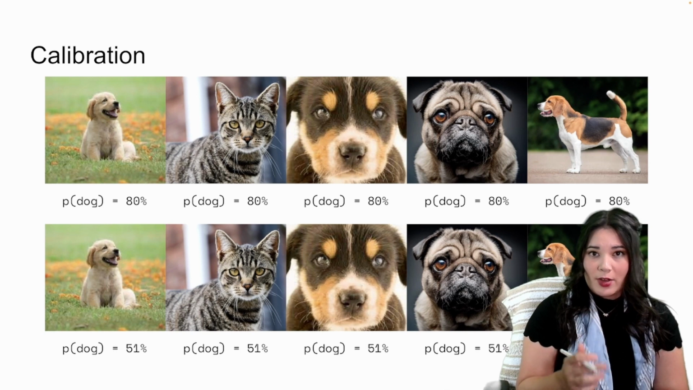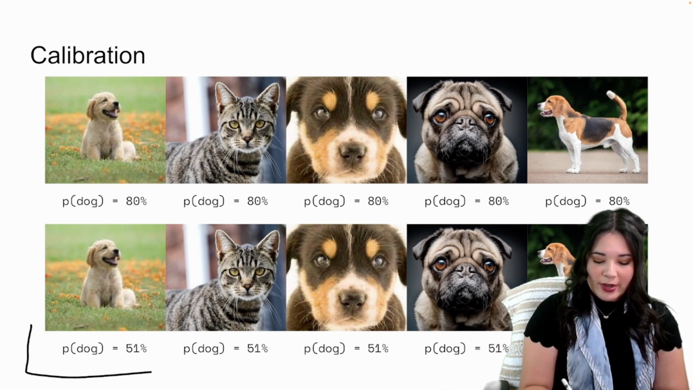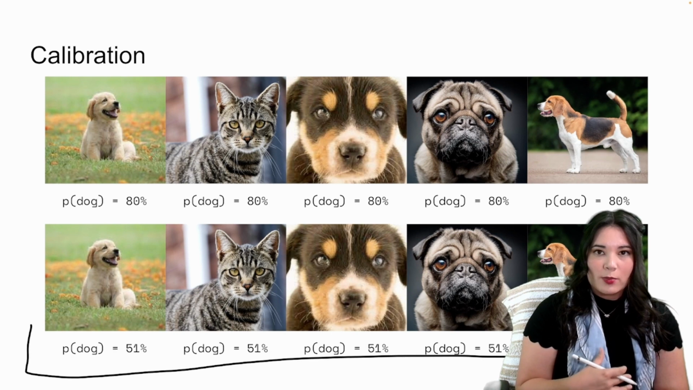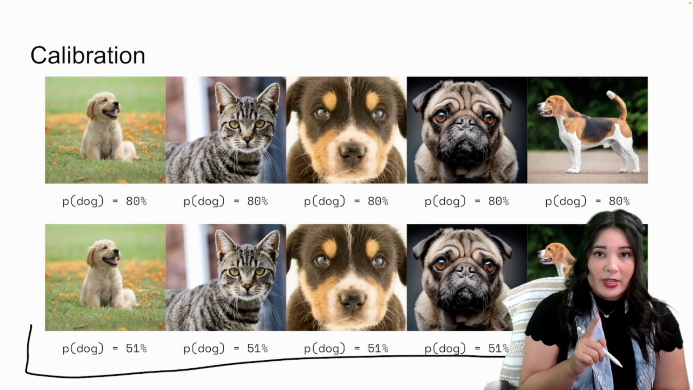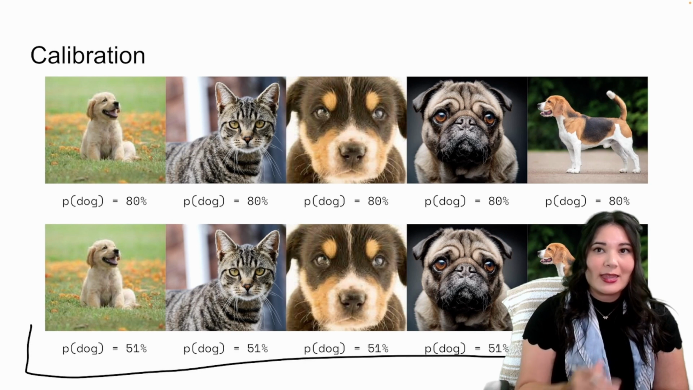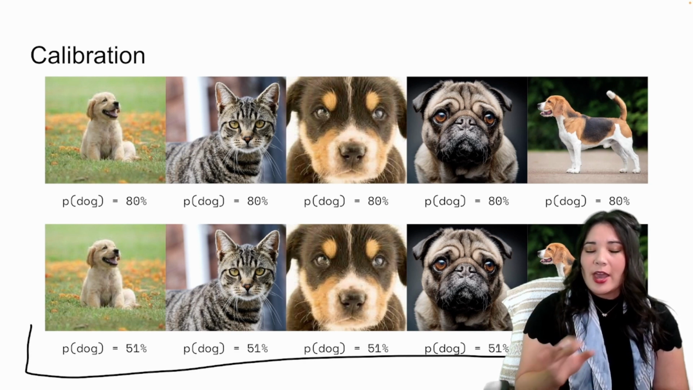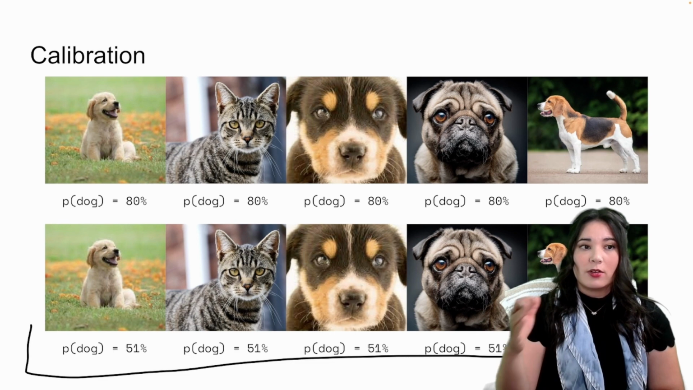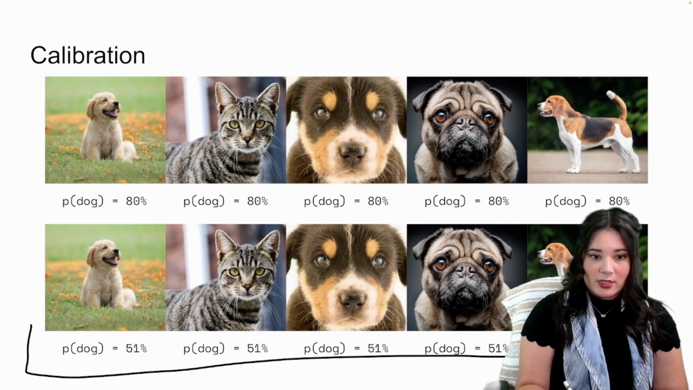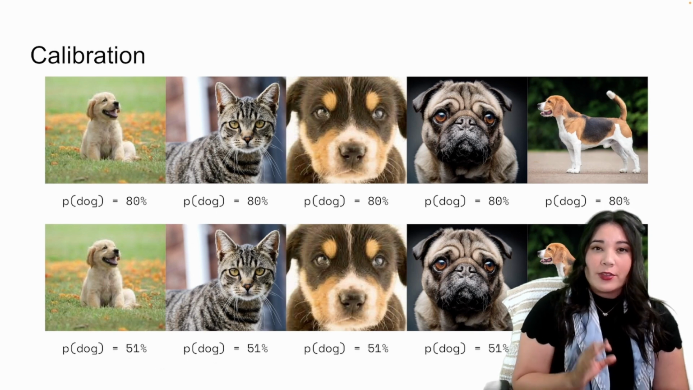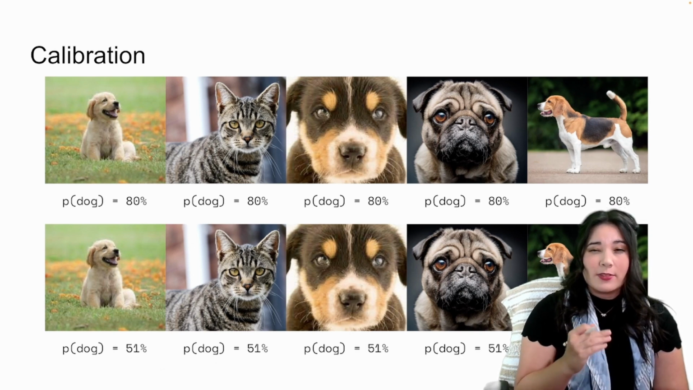Now let's look at another model that looks at these same images but has very different predicted probabilities. This model predicts for each of these images that they each have a 51% chance of being a dog. One interesting thing to note here is that both of these models would make the exact same binary predictions. If all we're trying to do is predict whether or not something is a dog, both of these models would have an 80% accuracy because all of these would be classified as dogs because they're 80%, but so would all of these at 51%. However, the calibration of this second model is severely off.